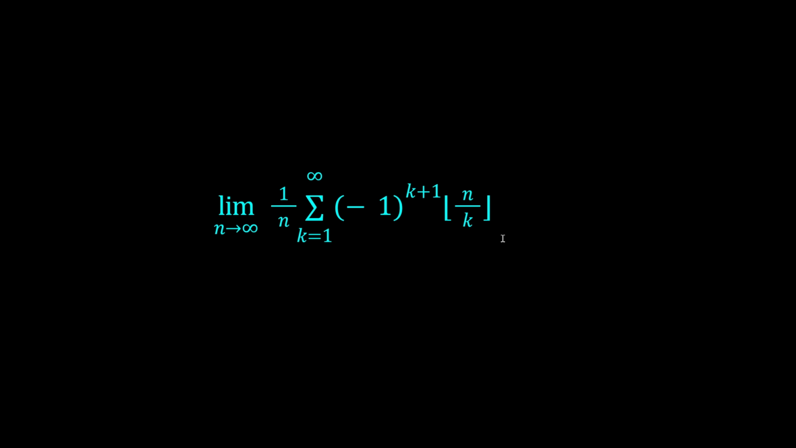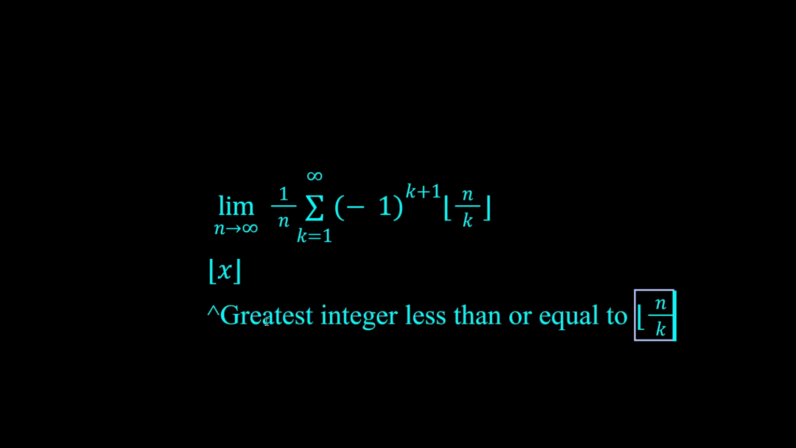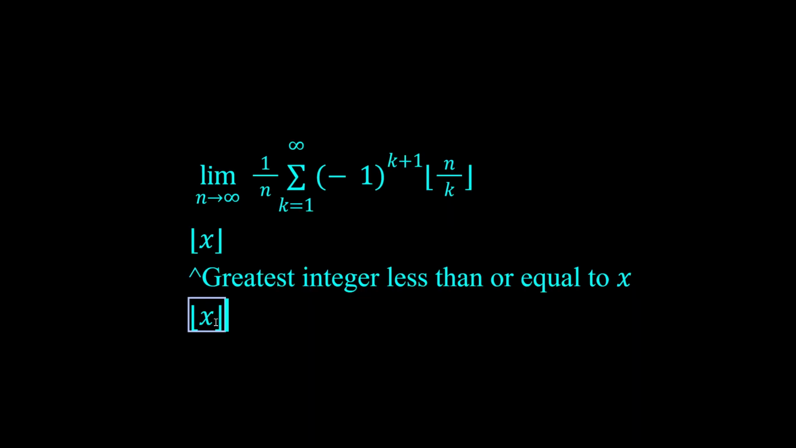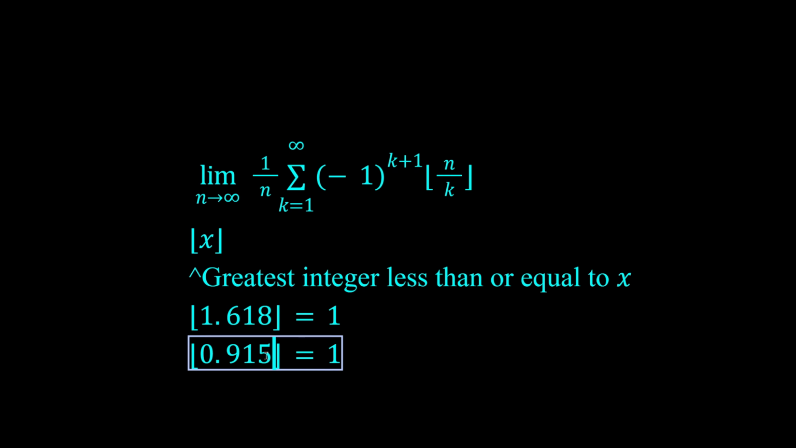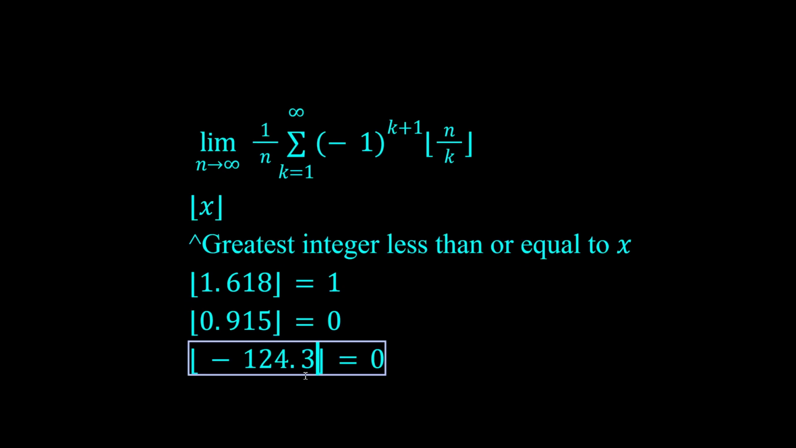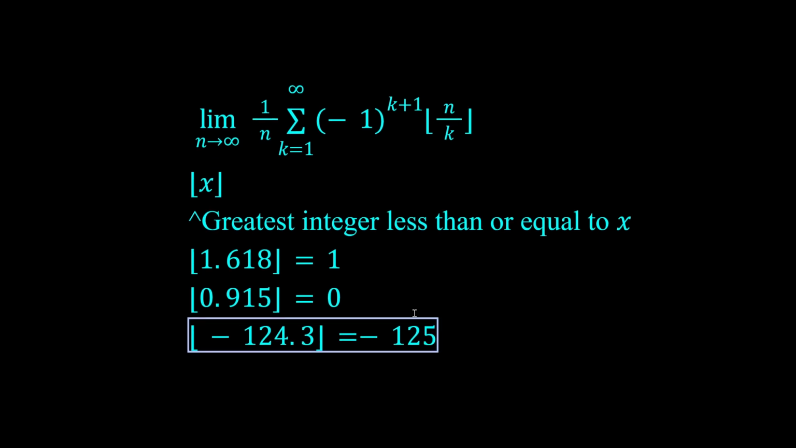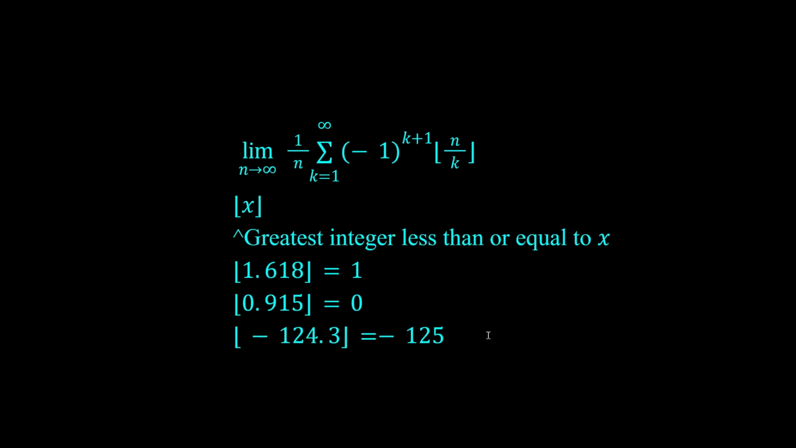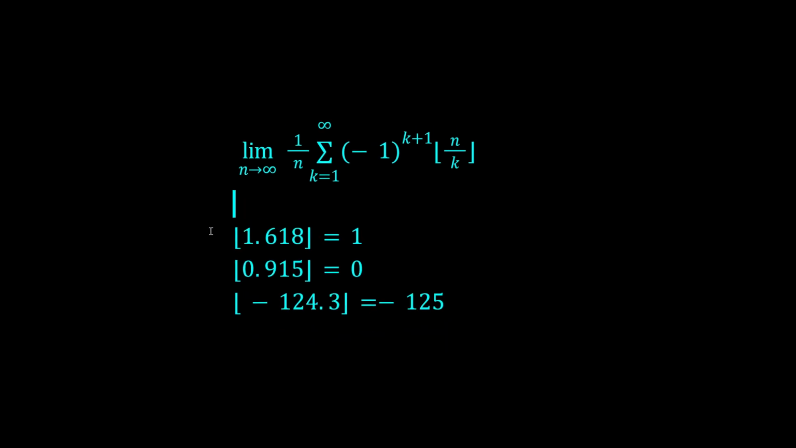Well, first I should explain what the floor function is briefly. The floor function of x is just the greatest integer less than or equal to x. So for example, the floor function of 1.618 would be 1. The floor function of 0.915 would be 0. The floor function of this negative number would actually be minus 125 because that's the greatest integer less than or equal to it.